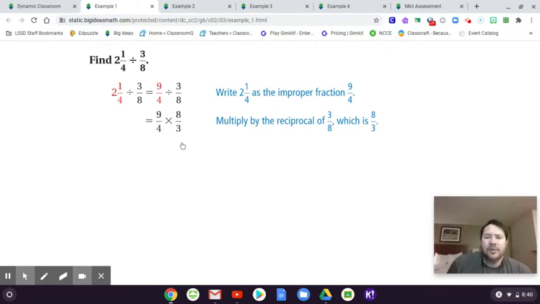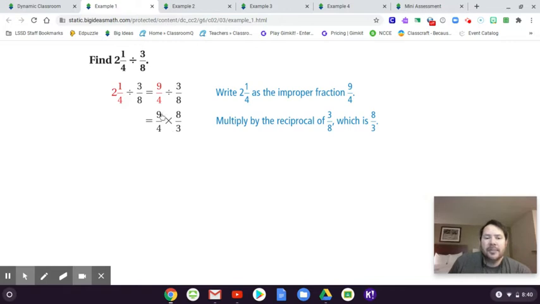Okay, now many of you have questions on this cross-canceling thing. So one way to solve this is to do 9 times 8 and 4 times 3, and then simplify that fraction. That is a perfectly valid way of doing these problems. However, sometimes you're going to end up with really big numbers. So we're going to focus on the cross-canceling.